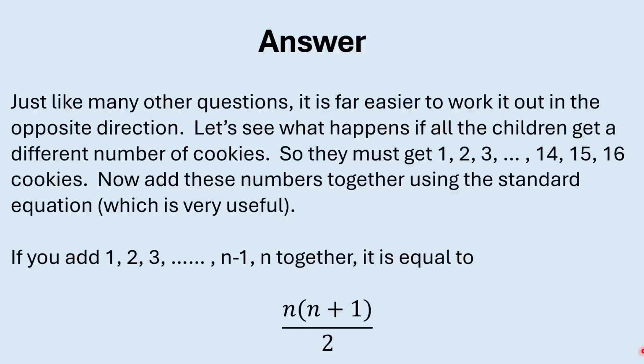So if you want to add 1, 2, 3 until 15, 16, actually there is a very useful equation in math we can use. Here we are talking about a series of numbers 1, 2, 3, up to n minus 1, n. If we want to add them together to calculate the sum of this series, we can use this equation. It's equal to the first value 1 plus the last value n in the brackets, multiplied by the total number of these values, which is n, and then divided by 2. So you can quickly work out the sum of this series.